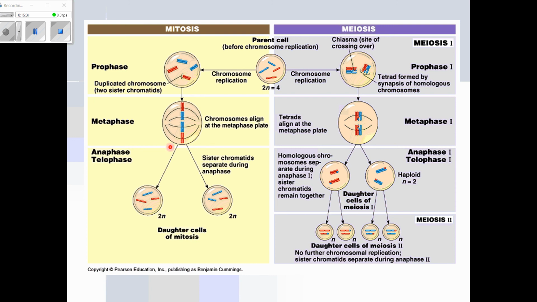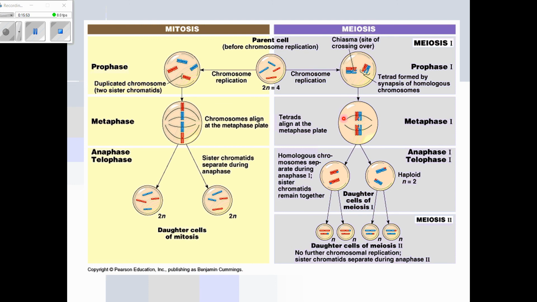Because remember, in mitosis, we want both of these daughter cells to be absolutely genetically identical. We don't want to shuffle the genes. We want to make two exact copies of each other. But in meiosis, we're trying to make genetically diverse sperm and egg. And so we want to shuffle the genes back and forth.